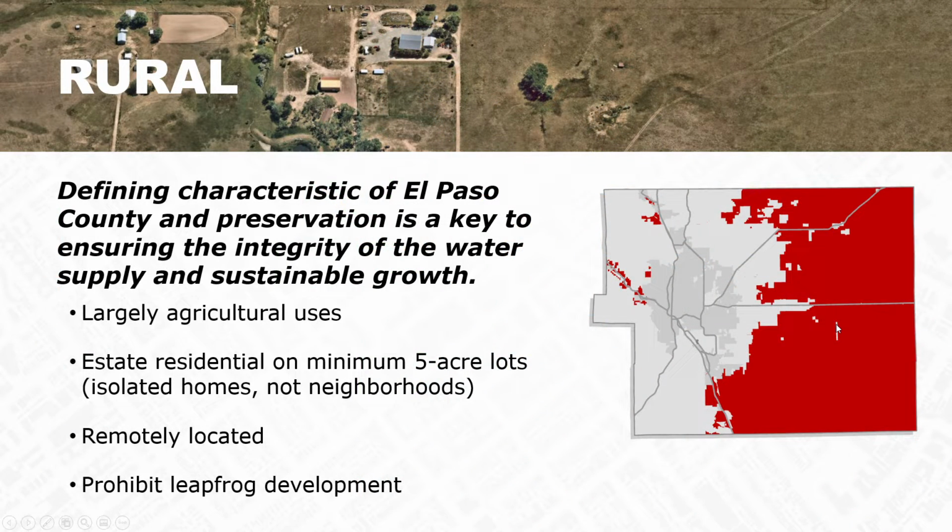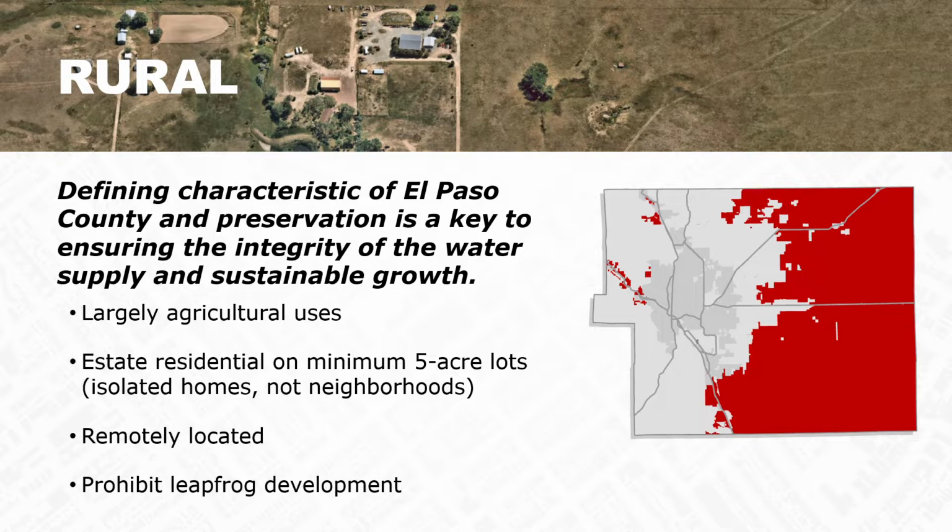The first one is the rural place type. And as you can see by the map, the red area is what we have proposed as a rural place type. And it is primarily the eastern portion of the county with a few other pockets over on the western edge. Rural is a defining characteristic of El Paso County, and the preservation of this is key to ensuring the integrity of the water supply and sustainable growth of the county.